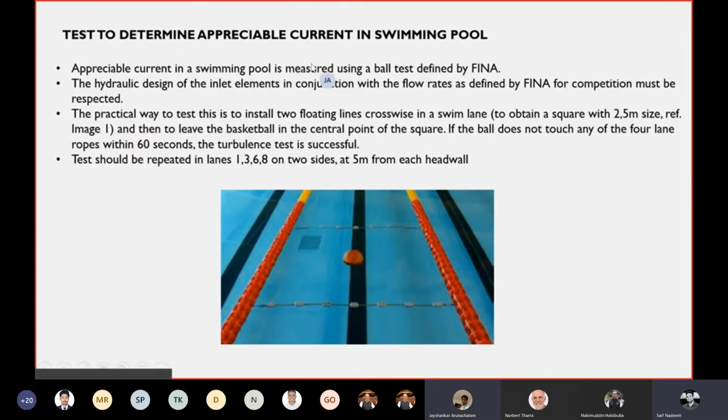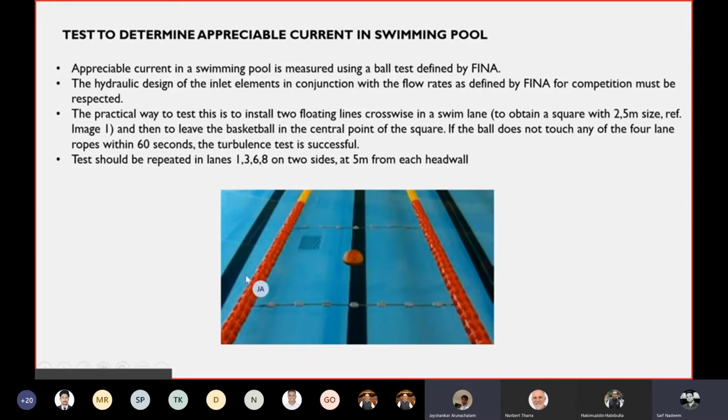Now, how do we determine the appreciable current? Between the two lanes, which are spaced at 2.5 meters, we have a cross lane, also at a distance of 2.5 meters. Within this, we place a water-filled basketball of a certain density. There are guidelines for that as well. It is placed in the center of this square, which is now formed.